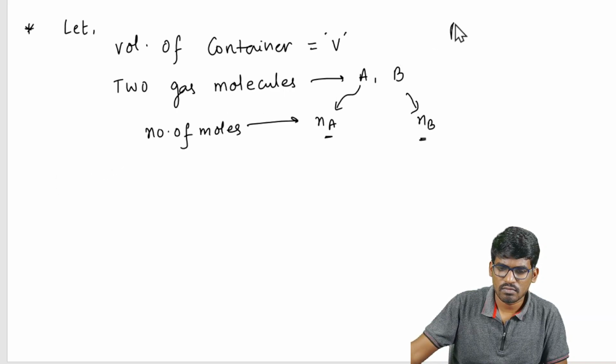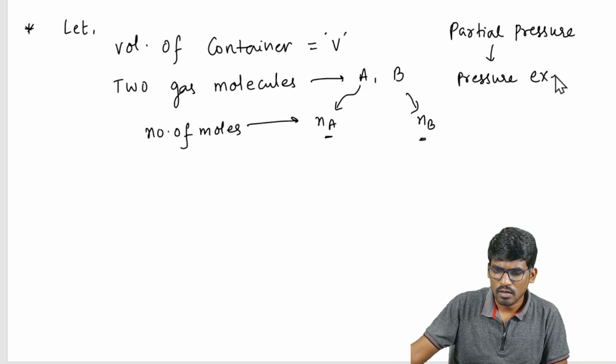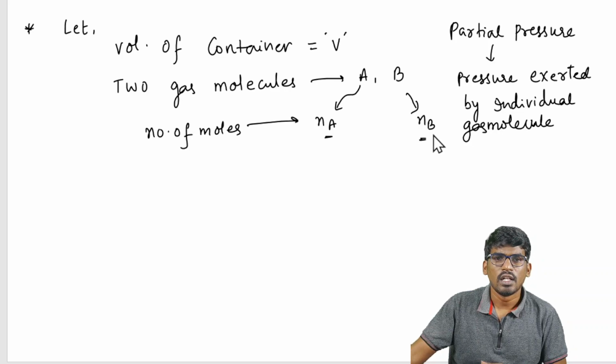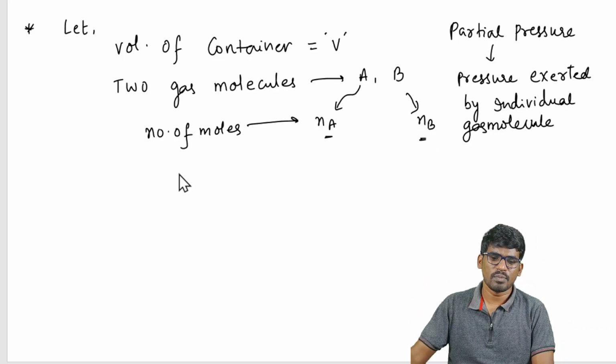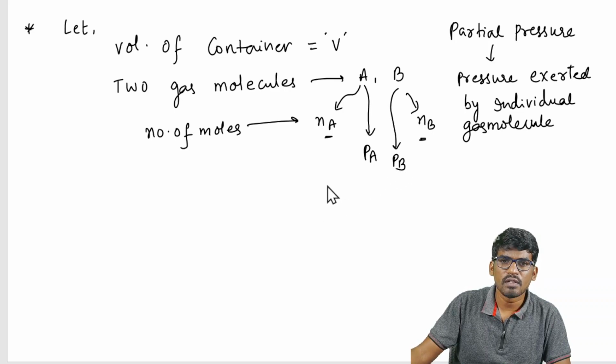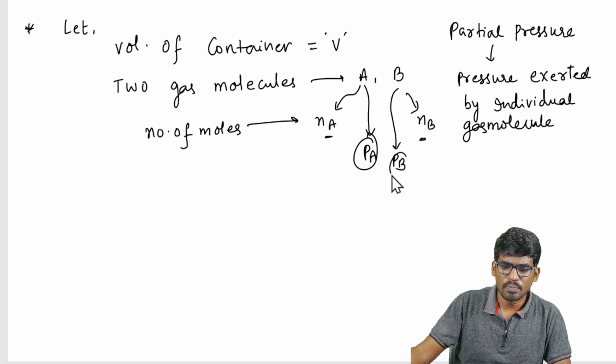Partial pressure is nothing but the pressure exerted by an individual gas molecule. Every individual gas's pressure can be taken as its partial pressure. Let us say for gas A, the partial pressure is PA, and for gas B, the partial pressure is PB.